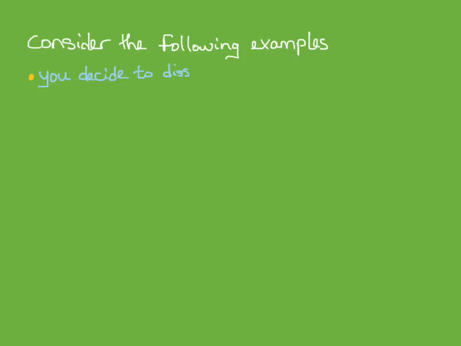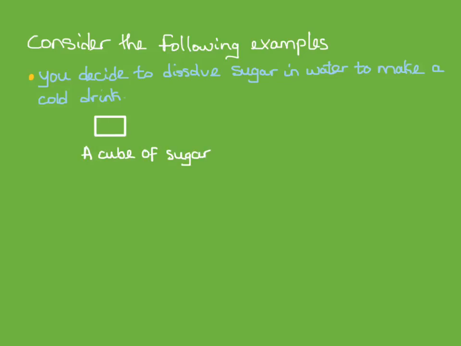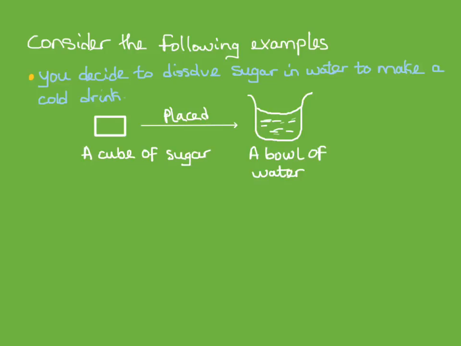You decide to dissolve sugar in water to make a cold drink. So you have a cube of sugar, you place it in a bowl of water to obtain a cold drink, that is sugar solution. Making a sugar solution is a change.